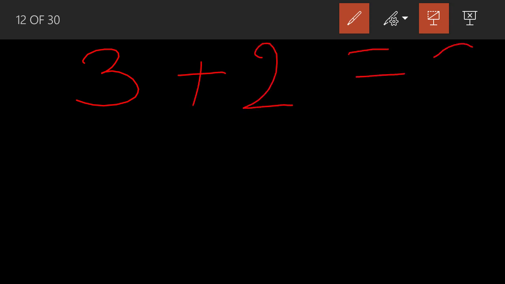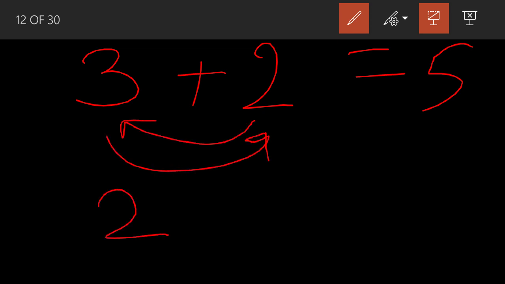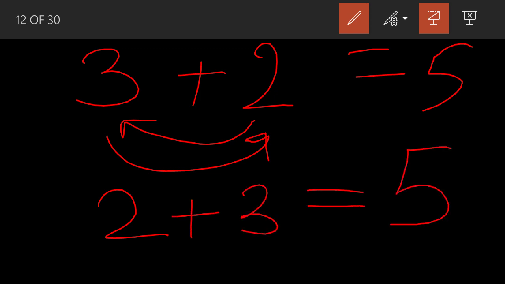Here we have two numbers, 3 and 2. We all know the sum of 3 and 2 is 5. Now, when we change the position, it means now we will add 2 plus 3. The answer will come again 5. It means interchanging the position does not change the answer. The answer remains same.